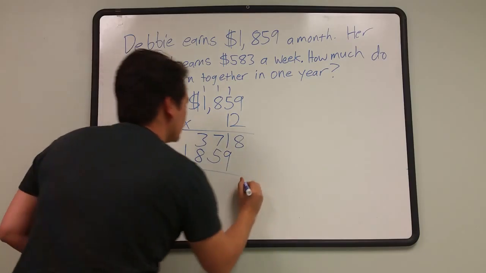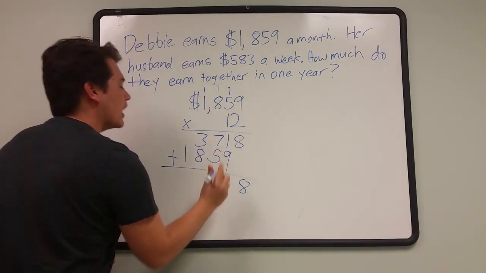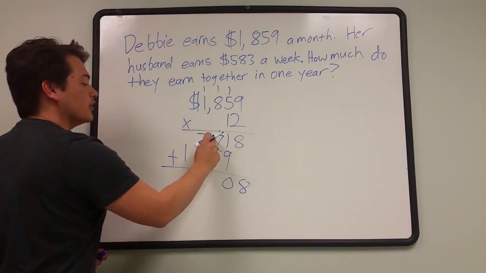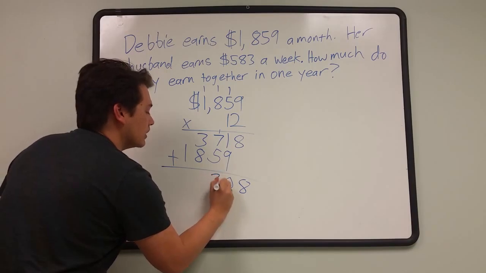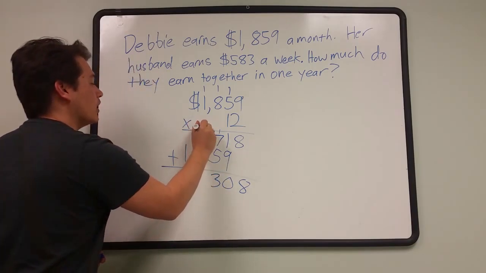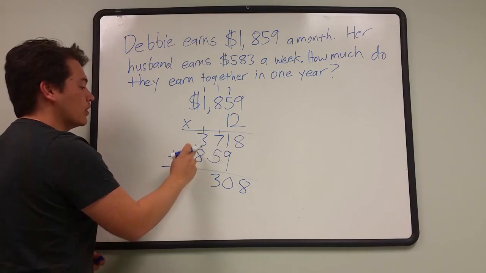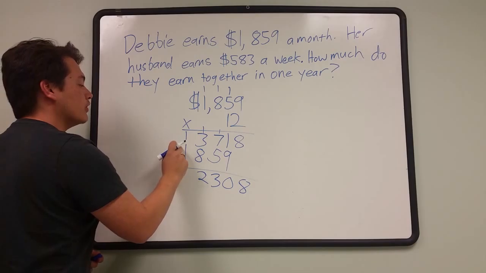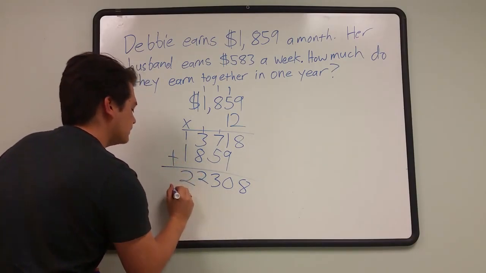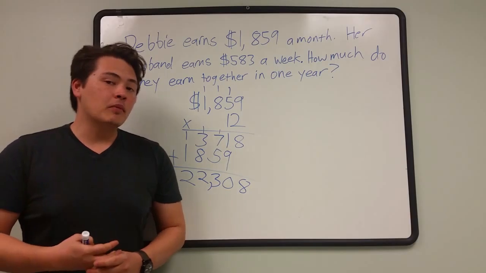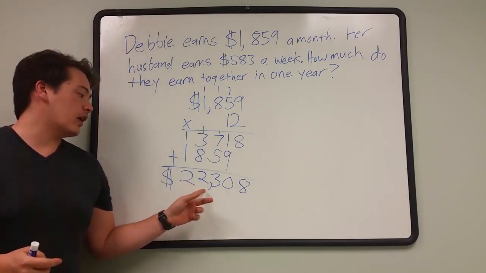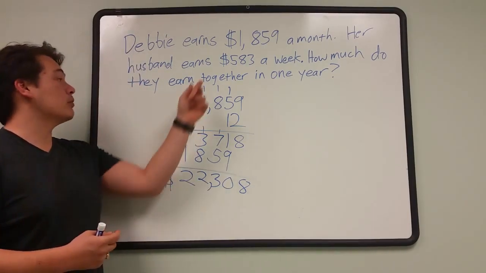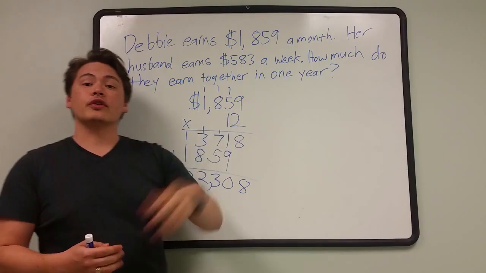So 8 plus nothing gives us 8. 1 plus 9 gives us 10. Bring down the 0, carry the 1. 1 plus 7 plus 5 is going to give us 13. Bring down the 3, carry the 1. 1 plus 3 is 4, plus 8 is 12. Bring down the 2, carry the 1. 1 plus 1 is 2. So the total amount that Debbie makes in 1 year is $22,308. Next, we're going to find out how much her husband makes, which is $583 a week.